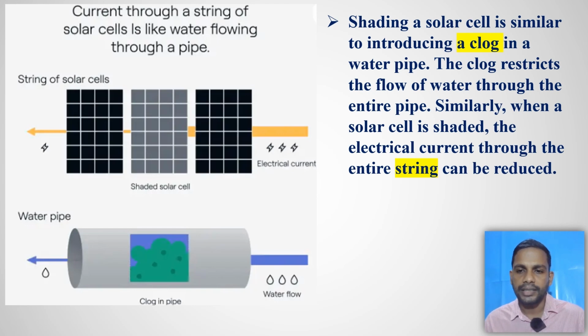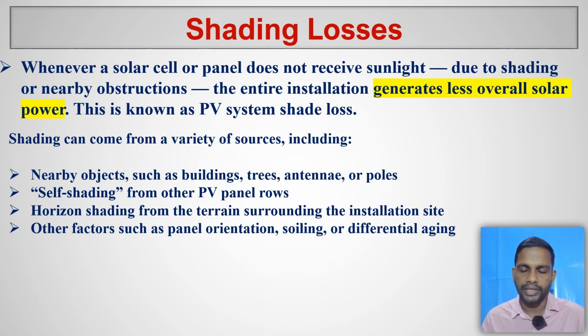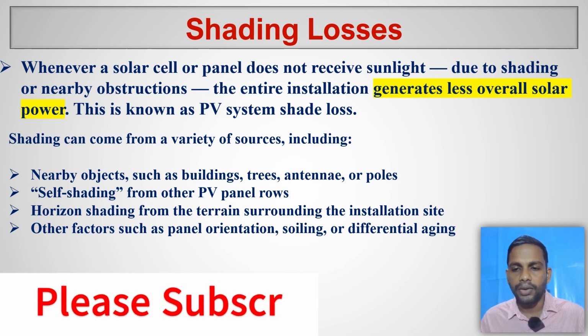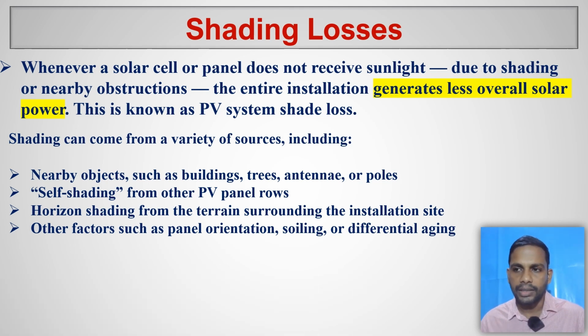In a string connection, when we say string, it means a series connection. Let us discuss two scenarios deeply. One is shading of a single cell in a solar module, which has one particular impact. Another is shading of an entire solar module in a solar system. Let's say we have 10 modules on your rooftop and only one module got shaded by disturbances or tree branches. That is a different aspect.